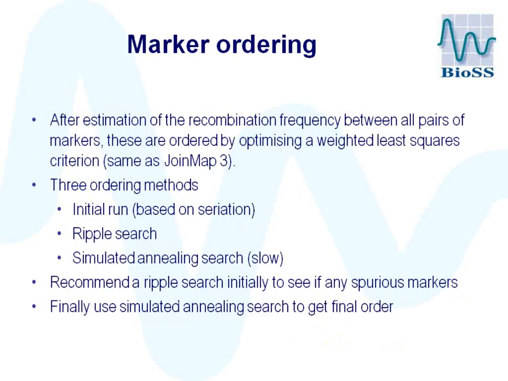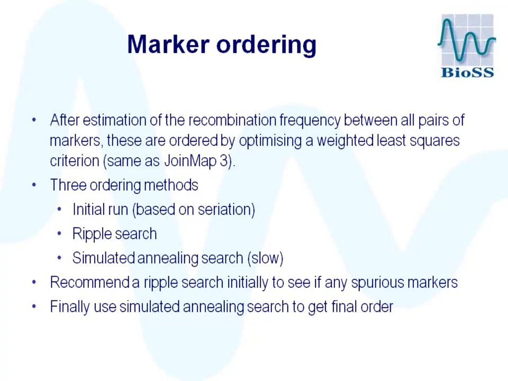So once that 2-point analysis has been done, so we've found out the most likely phase, the recombination frequency and the LOD score between all pairs of markers, then tetraploid map will go on to order those. It orders using a weighted least squares criterion, which is the same criterion that was used by JoinMap version 3. It has 3 different options for ordering the markers.